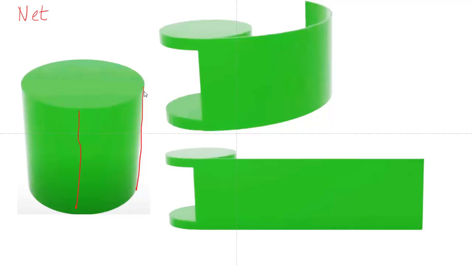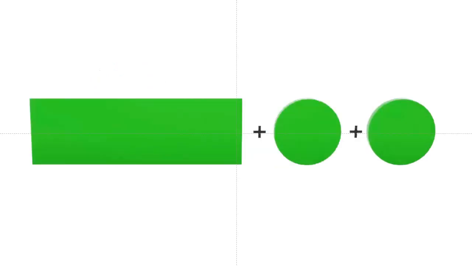So it will open and become the shape of a rectangle. This curved shape will become a rectangle like this, and this is the top, and this is the bottom of the cylinder. Once it is fully opened, this is the curved surface area which has become a rectangle, and this is the top and this is the bottom. So we have to calculate the area of this rectangle, the area of this circle, and the area of this circle. And when we add all these areas, this will give us the total surface area.